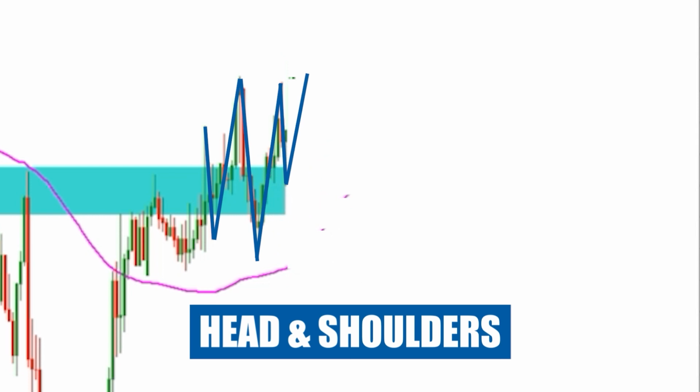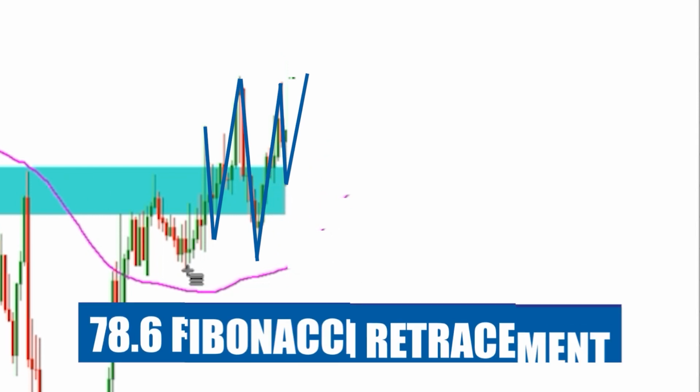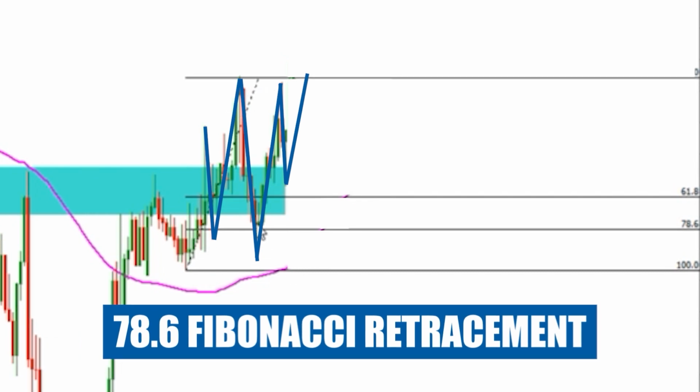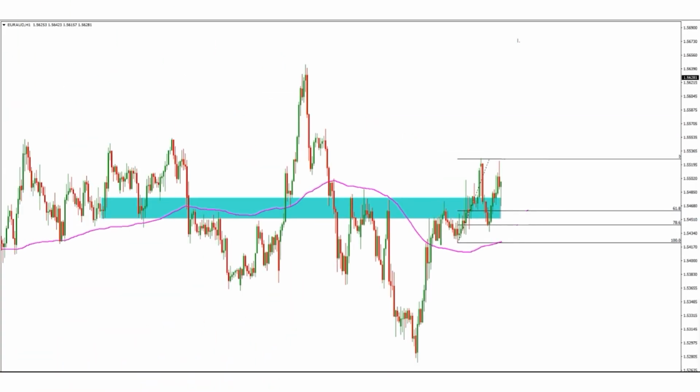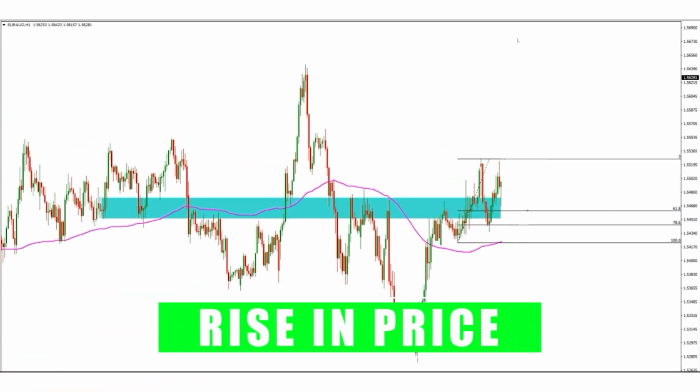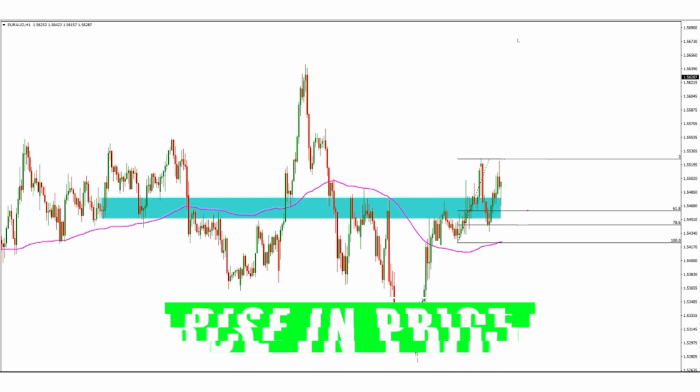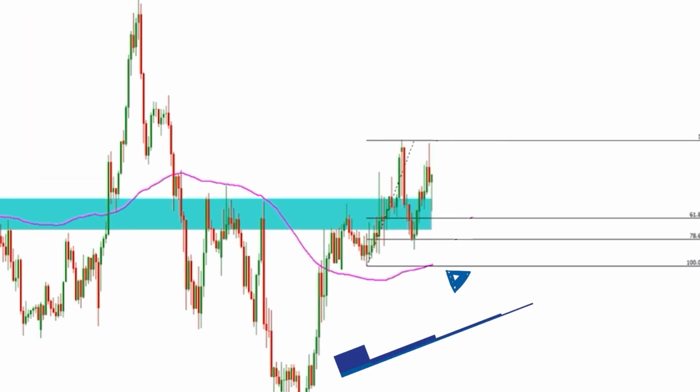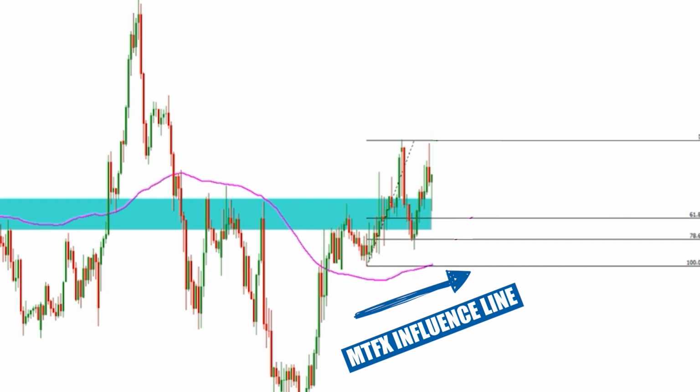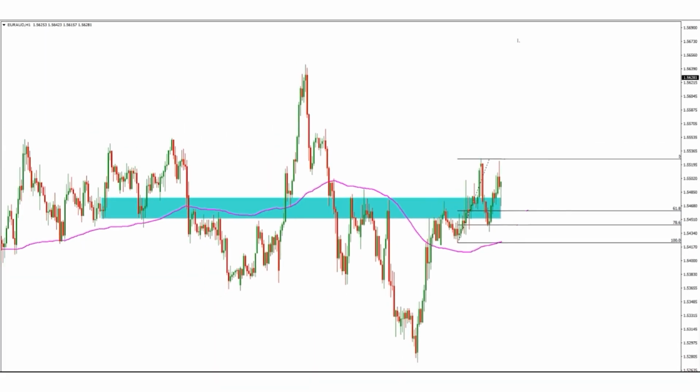It also ties in nicely with a 0.786 retracement for the formation of the head, and the 0.618 level is actually coming in nicely with the support level. All these things indicate there could be a rise in price of this currency pair. We also have our MTFX influence line sloping upwards, giving us further validation that price may indeed rise. So we now have a solid reasoning to support our long bias.